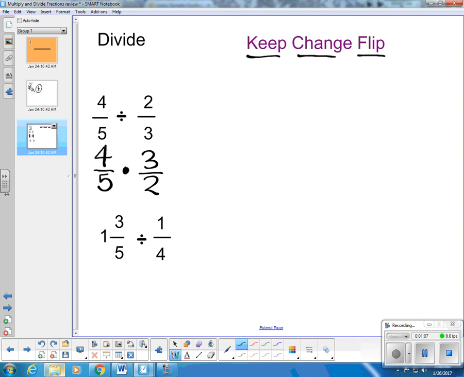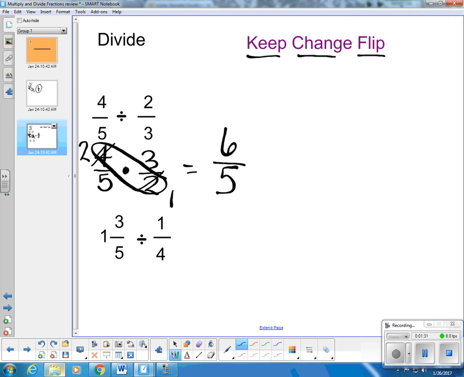Now we're going to check to see if we can cross cancel. There's nothing that goes into both 5 and 3 other than 1, so we're going to focus on the 4 and the 2. 2 goes into both. It goes into 2 1 time, and it goes into 4 2 times. And then we're going to multiply straight across. So our numerators, 2 and 3. 2 times 3 is 6. And our denominators, 5 and 1. 5 times 1 is 5.